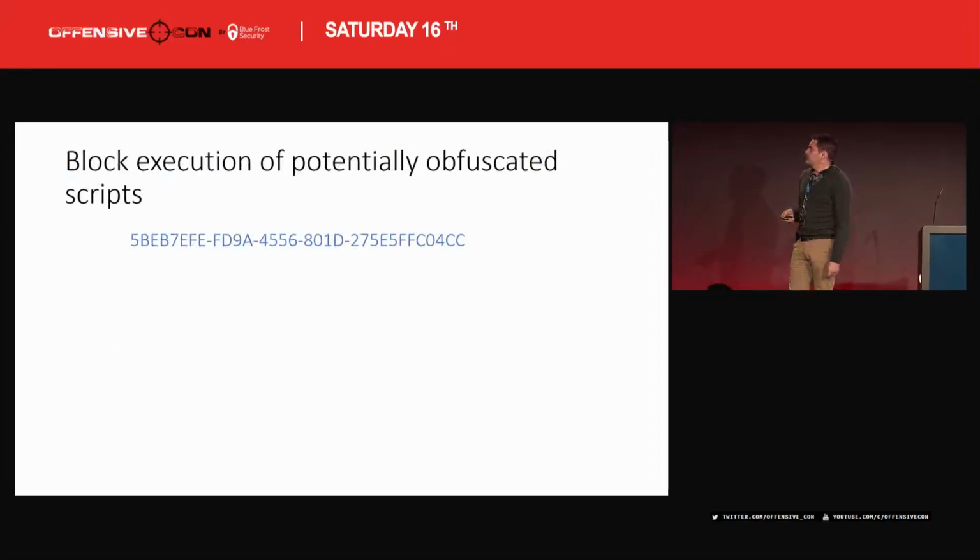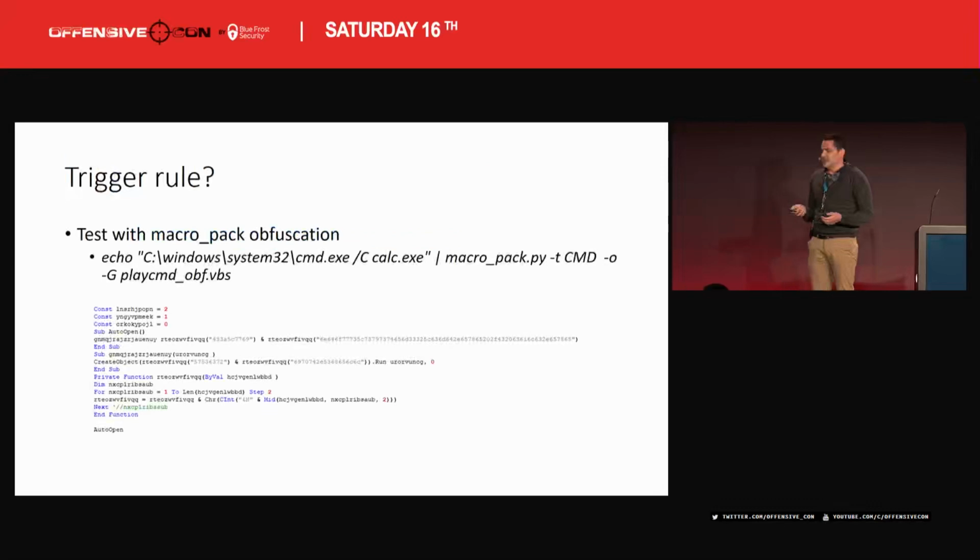Block execution of potentially obfuscated script. This again could be huge. I mean, you could prevent any obfuscated PowerShell, VBScript, JavaScript. And the problem is this rule is broken. It's really broken. I never managed to trigger it.